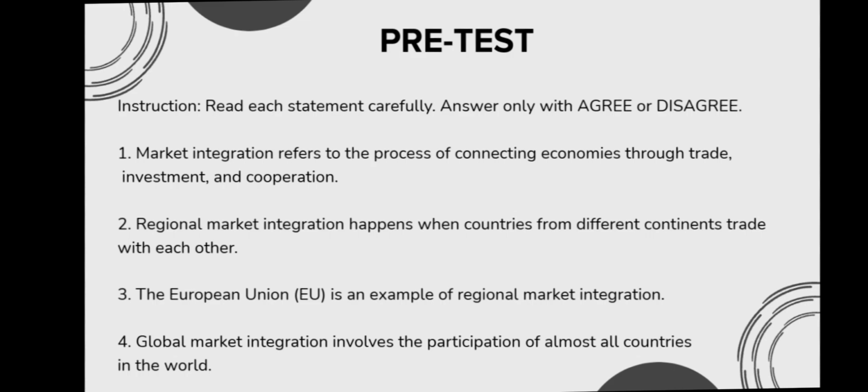Okay, number 3, the European Union or EU is an example of regional market integration. So, right, the EU is an example of regional market integration, so we should agree. Number 4, global market integration involves the participation of almost all countries in the world. As we already said in number 2, it is the global market integration that involves all countries. It's worldwide. So, number 4, we should agree.